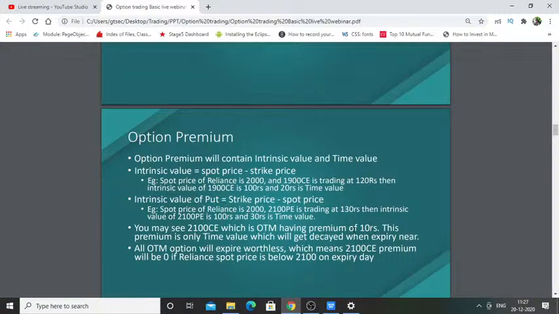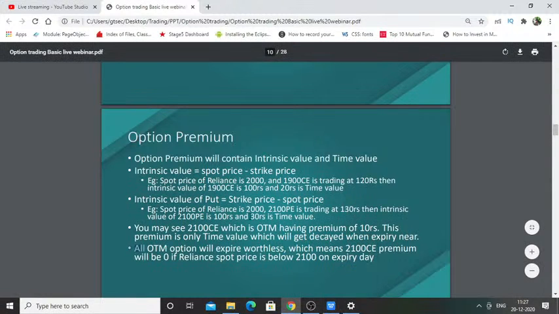You might have heard about a theory that most options will expire worthless. This is the case: all the OTM options will expire worthless. On the expiry day, if the stock price doesn't reach 2100 or is trading below 2100, this 2100 call option will expire worthless, so the trader will get the profit.